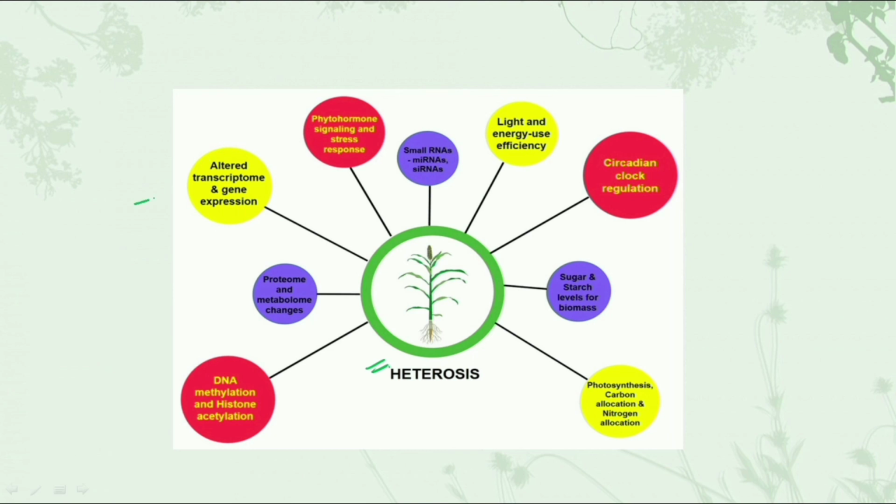It leads to an altered transcriptome and gene expression. The phytochrome signaling and the stress response also get altered. Then we have light and energy use efficiency getting increased. The circadian clock regulation gets increased. There is an increase in the sugar and starch level of the biomass. Photosynthesis, carbon allocation, and nitrogen allocation all get improved. And there is also an increase in DNA methylation and acetylation.